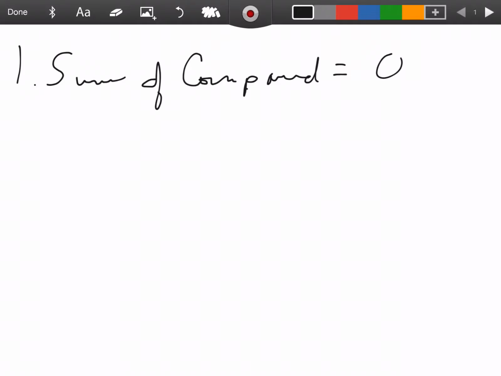Oxidation state, by the way, is just the charge of a species with no sharing of electrons at all. And so there are some rules that are laid out in your textbook. The first rule is that the sum of the compound has to equal 0. So for example, in the case of the ammonium dichromate video, this compound has no charge associated with it whatsoever.